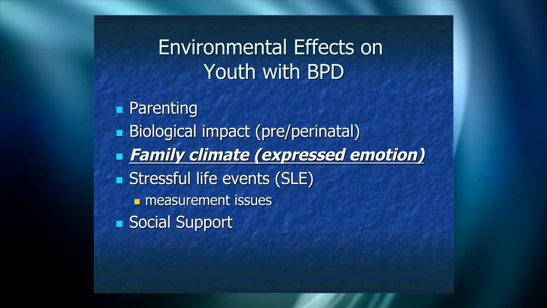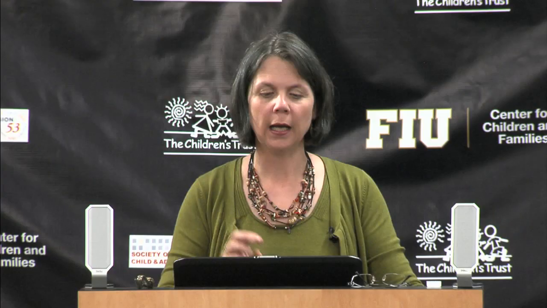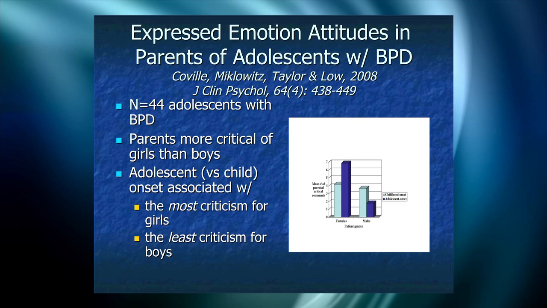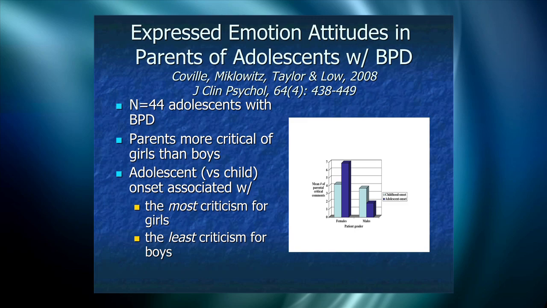Okay, family climate. What do we know here? Going again back to the work of Dr. Michlowitz, who after he worked with adults realized what those of us in this room know: working with kids and teenagers is more fun. So now he works with adolescents with bipolar disorder. In this sample, he had 44 adolescents and found that parents were more critical of girls than boys, particularly when there was adolescent versus child onset.